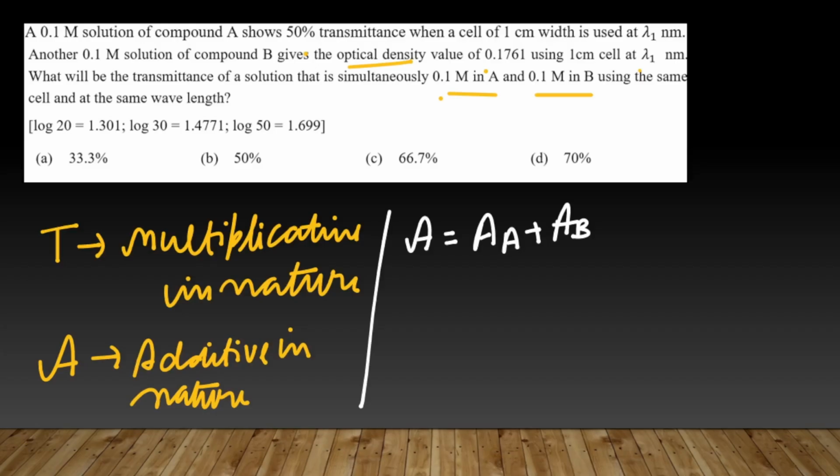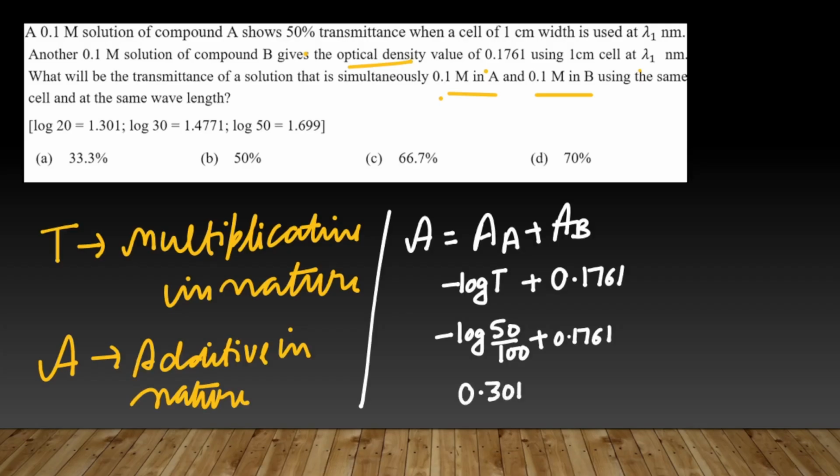Okay. So absorbance for the A solution is the negative log of the transmittance value of it, which is the negative log of 50%, which is 50 by 100. And for the solution B, the optical density is given to us as 0.1761. So this you have to just add. So this is log 2, which becomes 0.3010, plus 0.1761. This we will be getting as 0.4771. This is going to be the overall absorbance of the solution that you have obtained.